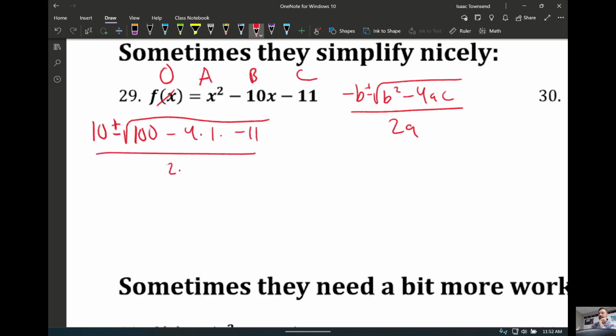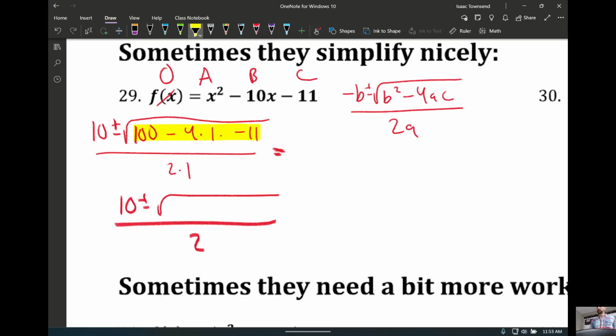4AC over 2A. So honestly, once you have the quadratic formula memorized, there's not a whole lot of thought to get to this point. But this is where you need to slow down just a bit and be a little careful. 2 times 1 is pretty hard to mess up, but the discriminant, the stuff under the square root, is about 95% of the mistakes that I see when I'm grading tests. You need to be extra careful here. This is like 100 plus 44.